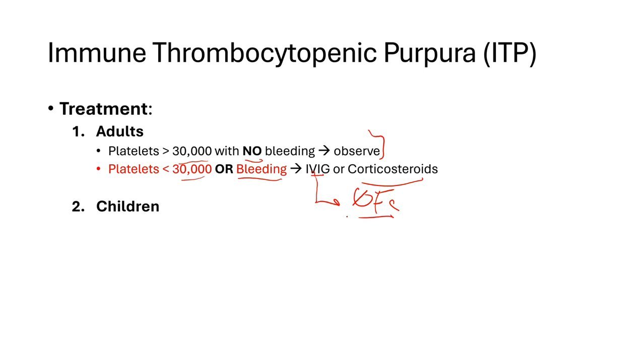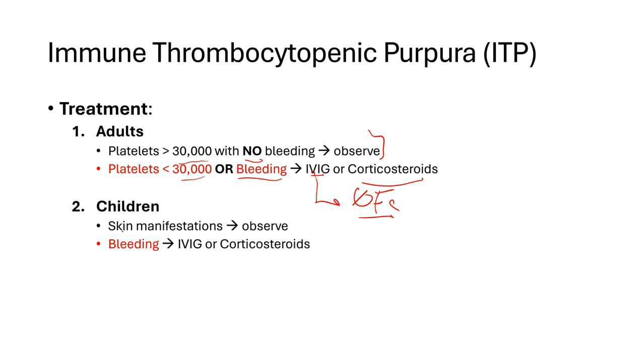Now, of course, for children, we cannot use platelets to our advantage because as we age, our bone marrow matures and our platelet numbers change. Thus, there's no set platelet value to use. Thus, we typically use, are they symptomatic or are they not symptomatic? If they only have skin manifestations, the petechiae, the ecchymosis, etc., then we observe. These really aren't that big of an issue. If they're bleeding, any form of bleeding, epistaxis, gingival, GI, hematuria, then we'll treat them with the same exact medication regimen.